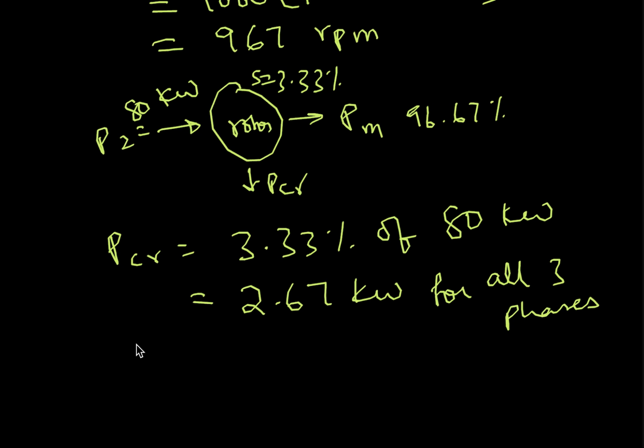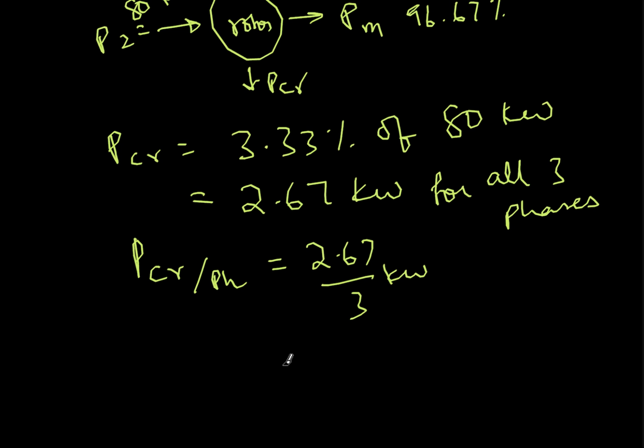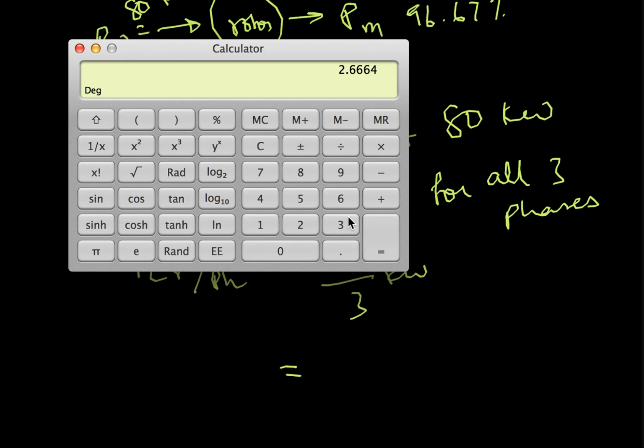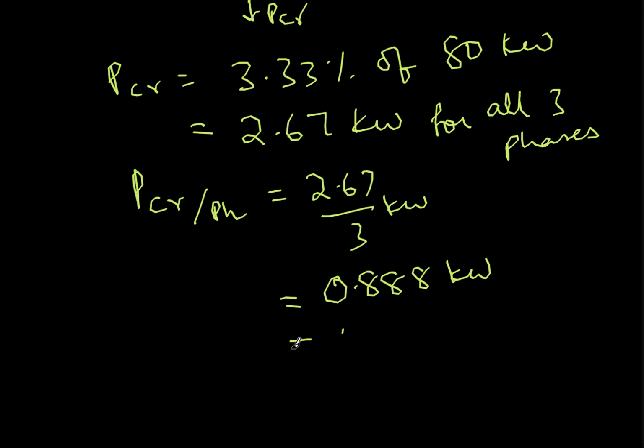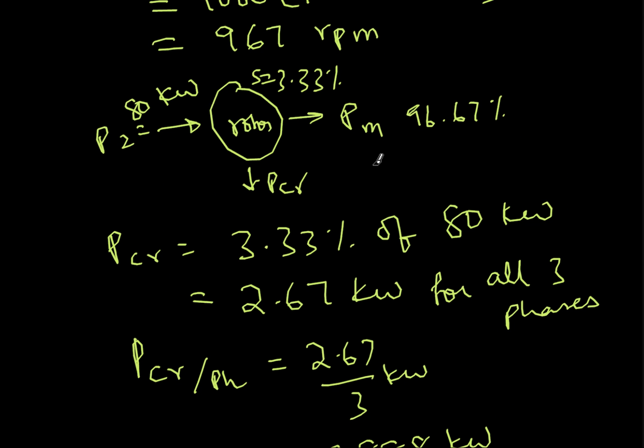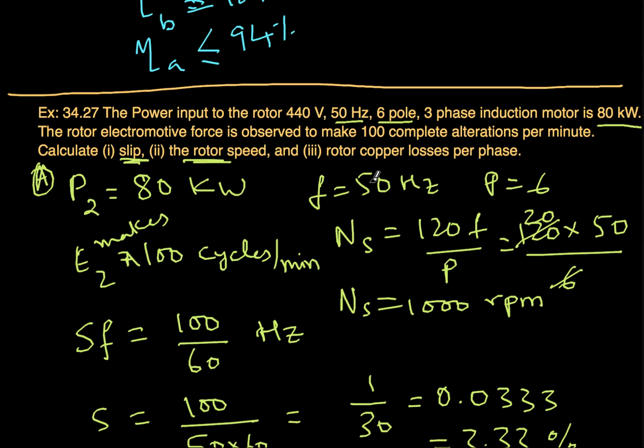But in the question it is per phase. So rotor copper loss per phase is equal to 2.67 by 3 kilowatts, which is equal to 0.888 kilowatts, or 888 watts. So each phase of the rotor is losing 888 watts. The loss is in the form of heat, as you know. So I think this is the problem. Let's try to see more problems based on this.